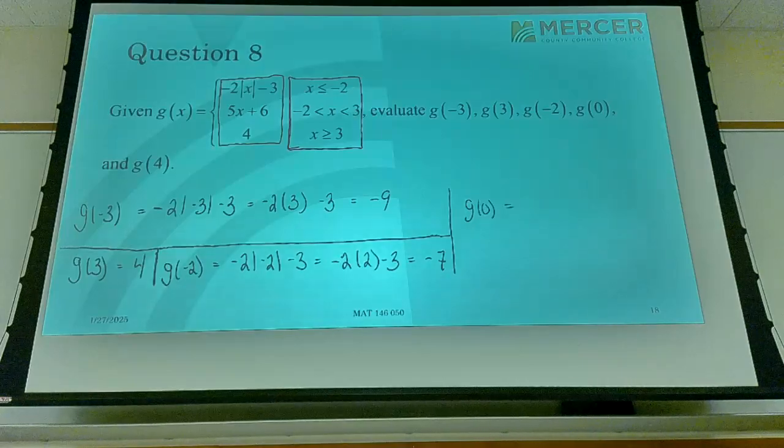What about 0? Which rule does that get plugged into? Second one. Five times 0 is just 0. Add 6, you get 6.